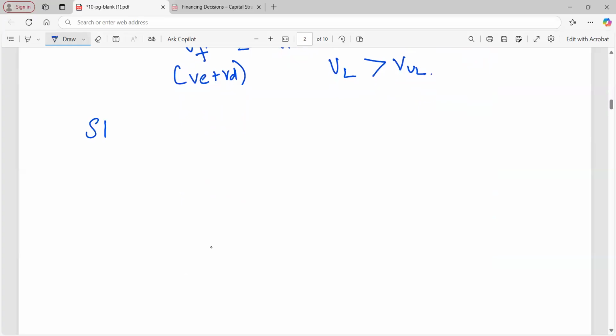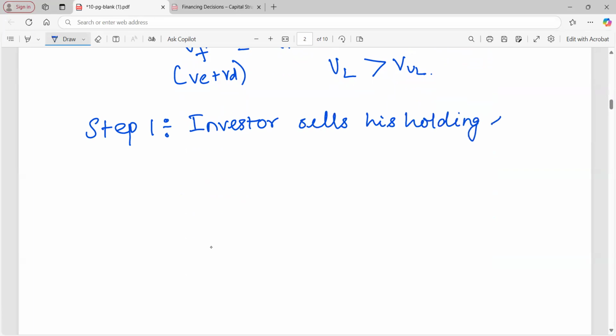So here, the arbitrage process, when the value of the levered firm is greater than the value of the unlevered firm, there's a three-step approach that must be followed to carry out the arbitrage. First, the investor sells his holding in the levered firm. In this question, what is the holding of the investor?